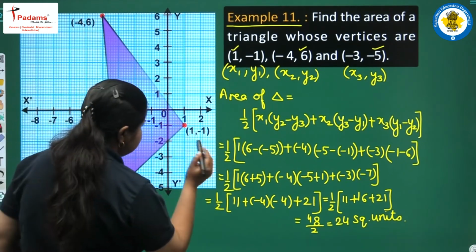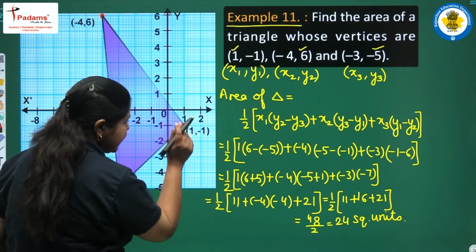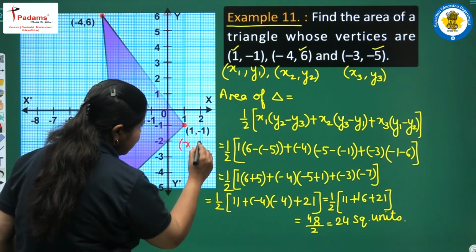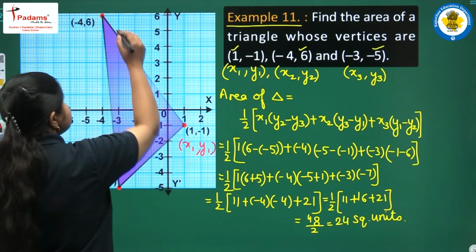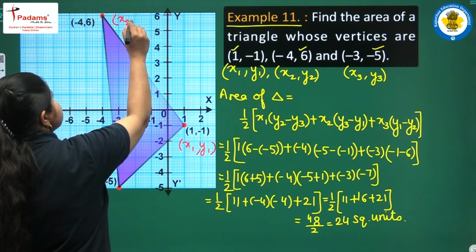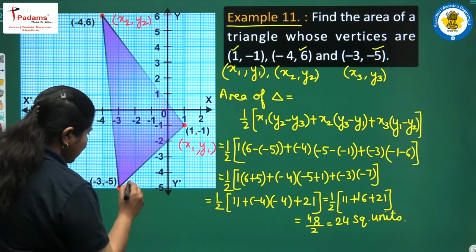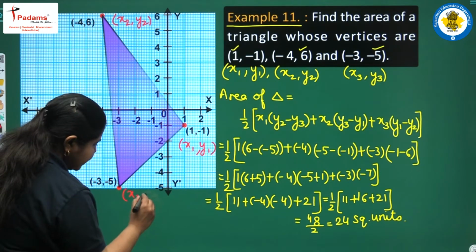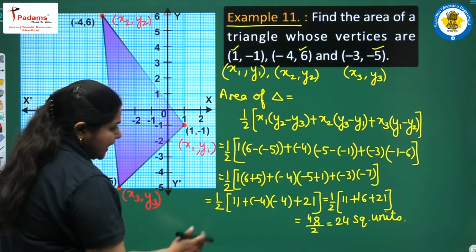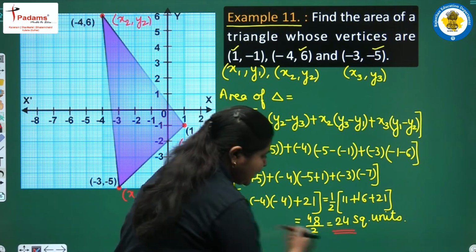Let me change the color of the pen. Now, here we have taken this pair of coordinates as x1, y1. Here we had taken this set of coordinates as x2, y2 and this pair we took as x3, y3. And then when we found the area, we got 24 square units.